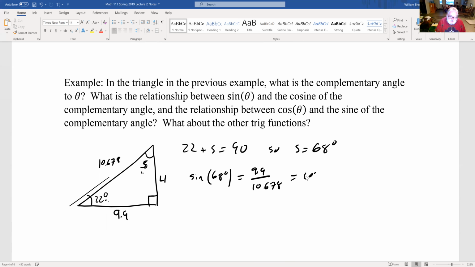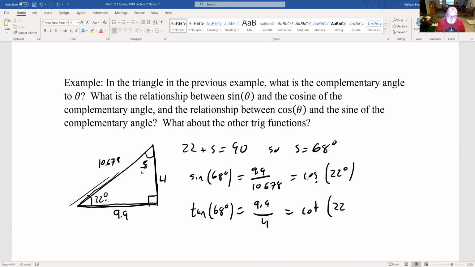But that's the cosine of 22 degrees, because the cosine of 22 degrees is the adjacent to 22 degrees over the hypotenuse. So the adjacent for 22 degrees is the opposite of the 68 degrees. So tangent of 68 degrees is opposite over adjacent. But that's the same thing as cotangent of 22 degrees.